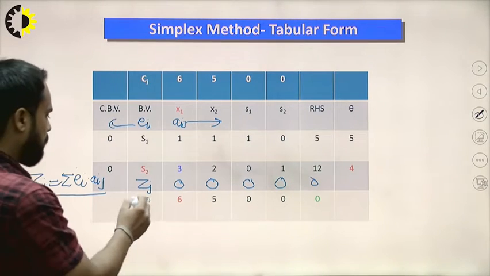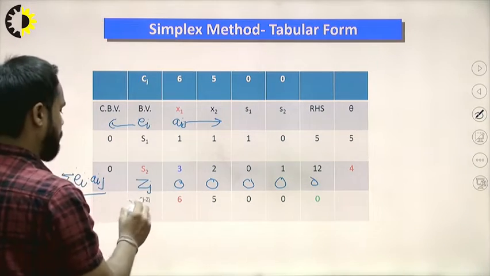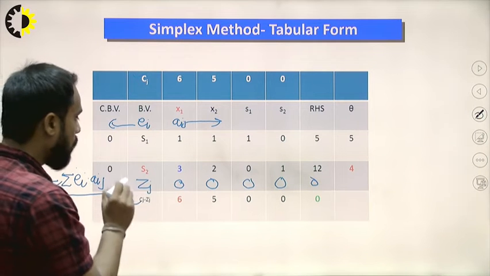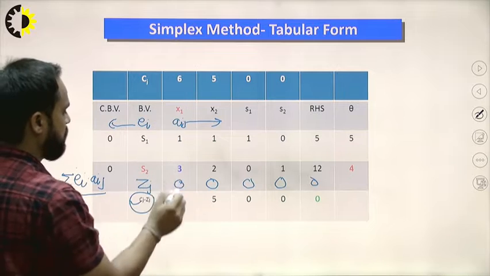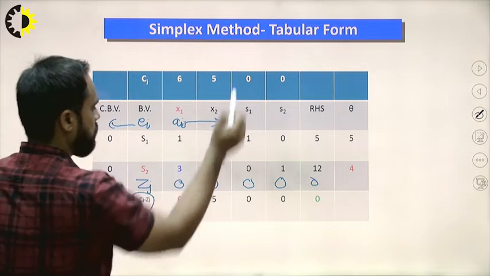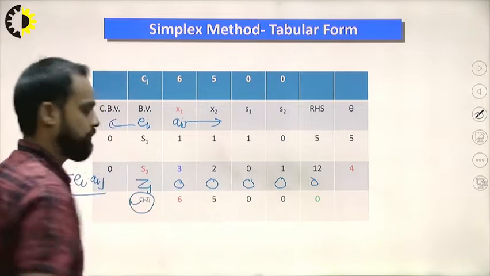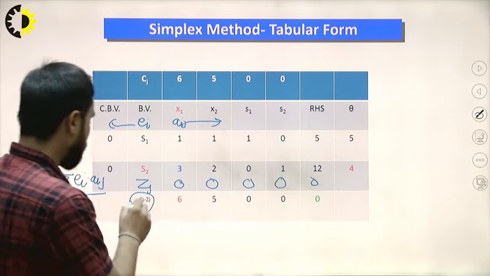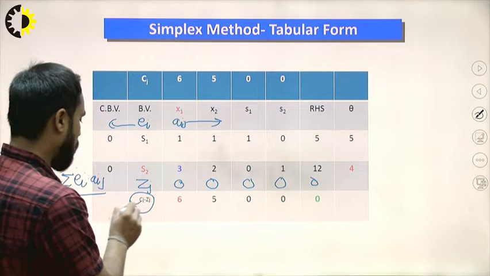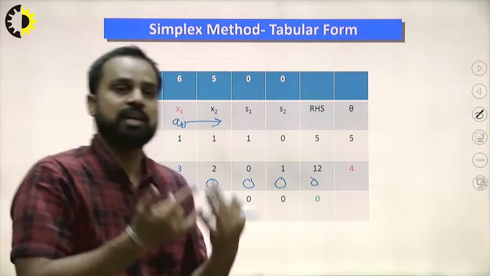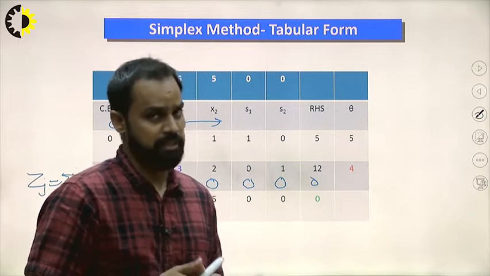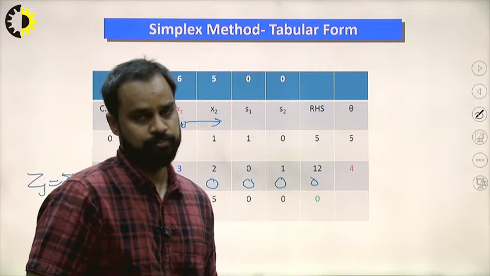After that we have to calculate Cj minus Zj. On the basis of Cj minus Zj: 6 minus 0 is 6, 5 minus 0 is 5, 0 minus 0 is 0, 0 minus 0 is 0. Now on the basis of this row Cj minus Zj, we have to decide which variable will enter and which variable will leave from the basic variable table.